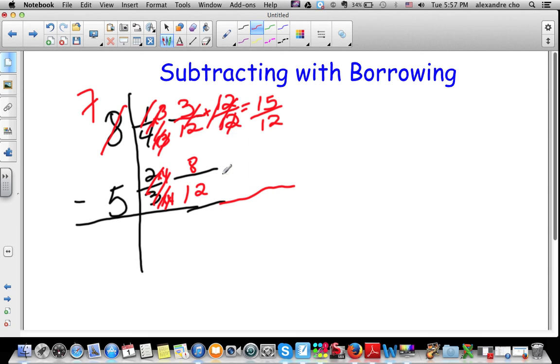Again, these two don't count anymore. Those are gone. Your new fraction is 15 over 12. So 15 minus 8 is 7. 12 and 12 is just the same denominator. And on this side, 7 minus 5 is 2. I'll do one more. Let's do 3 and 2/3 minus 1 and 9/10.